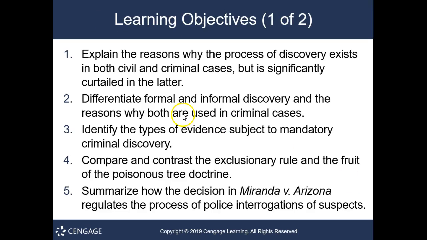First, we're going to explain the reasons why the process of discovery exists in both civil and criminal cases, but is significantly curtailed in criminal cases. It is, in fact. It's often difficult to get criminal discovery like you can in a civil case. In a civil case, you can get everything except privileged materials, including all documents, testimony from every single person involved in the case, either on one party's side or the other, or any third party. Essentially, it's pretty much unlimited, except for privileged matter.